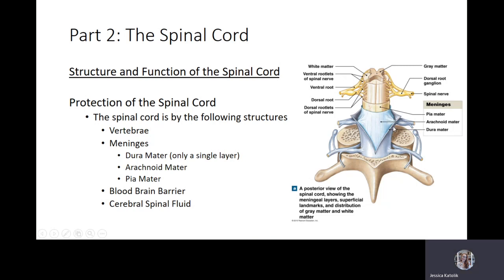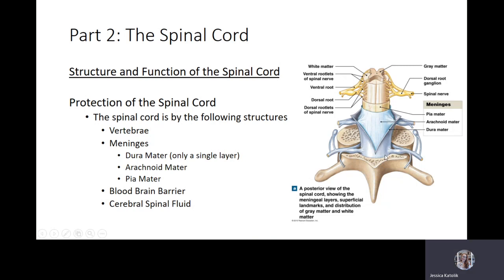The other structure we're going to have is the dura mater. There's only going to be one layer of dura mater surrounding the spinal cord. Remember, the brain actually had two layers. The spinal cord only has a single layer. Remember, the dura mater is a tough mother. It's going to be strong, and it's going to be made out of very dense fibrous connective tissue. And over here you can see the vertebra.